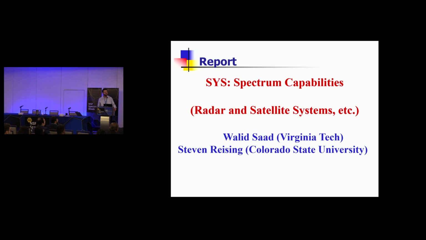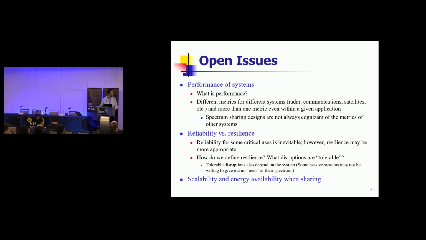So our session was called the CIS session, Spectrum Capabilities, and the cue from NSF was to look at the performance and how to improve the performance of satellite radar systems, passive systems, and their coexistence with, of course, active systems and others. So we primarily will focus on what open issues we identified and what we think are recommendations moving forward in this area.